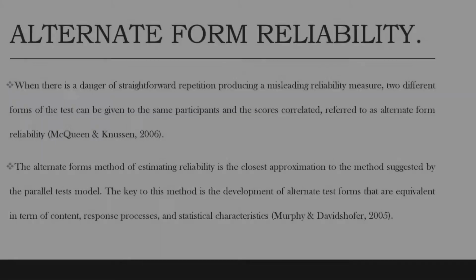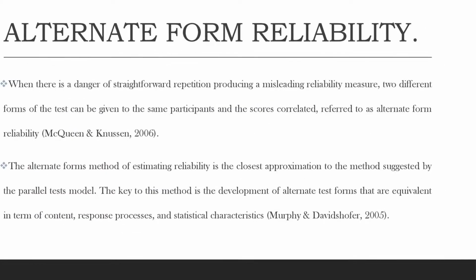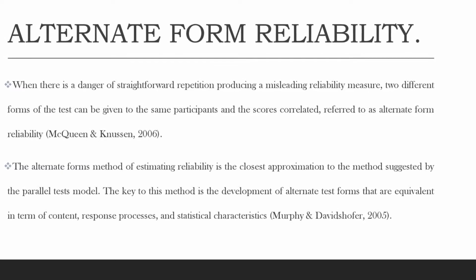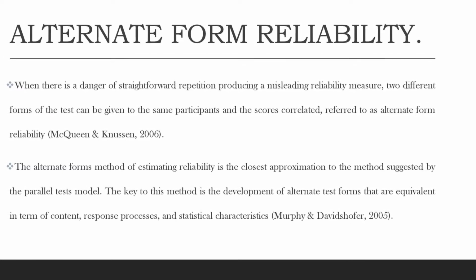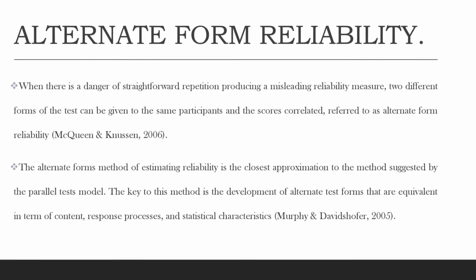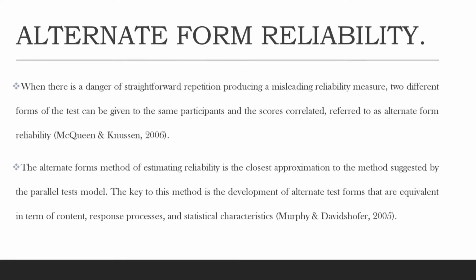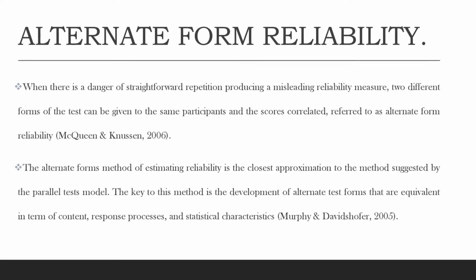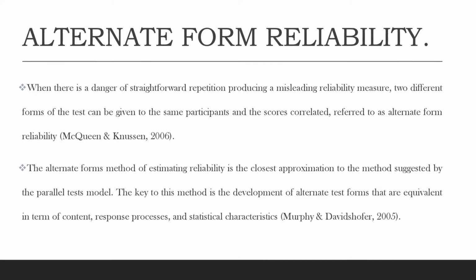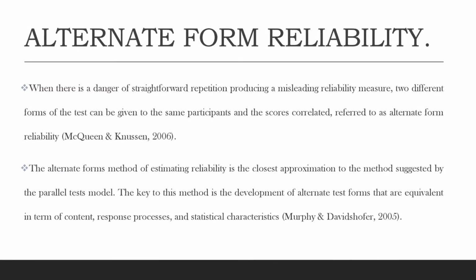We can now talk about alternate form reliability. When there is a danger of straightforward repetition producing a misleading reliability measure, 2 different forms of the test can be given to the same participants and the scores correlated. This is referred to as alternate form reliability. The correlation between the scores obtained on the 2 forms represents the reliability coefficient of the test.